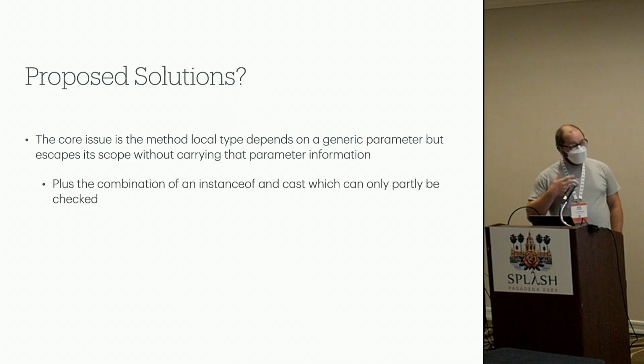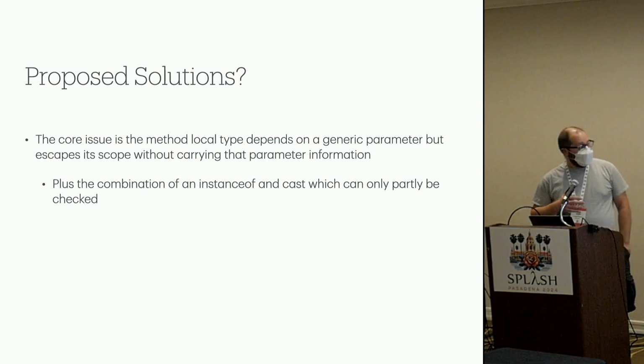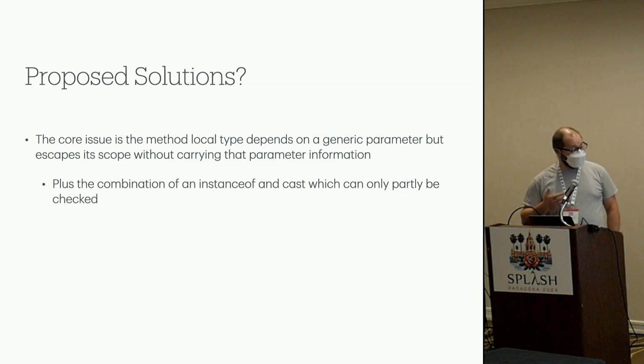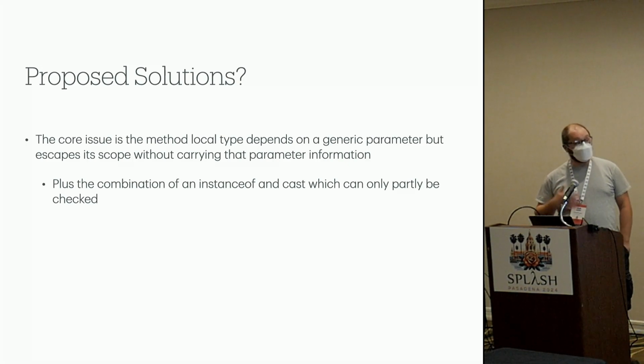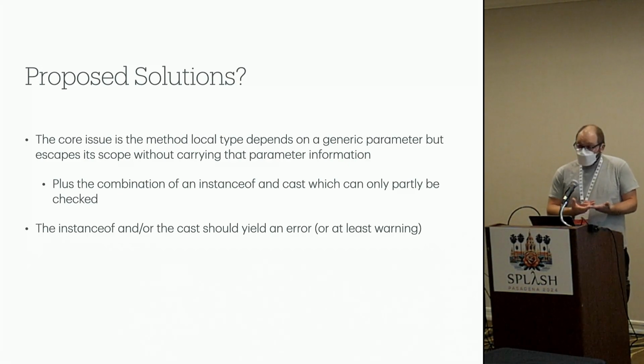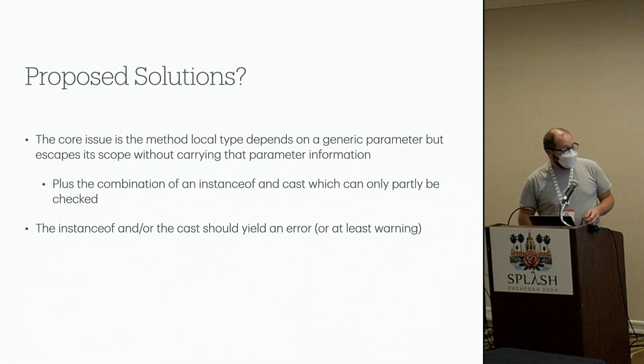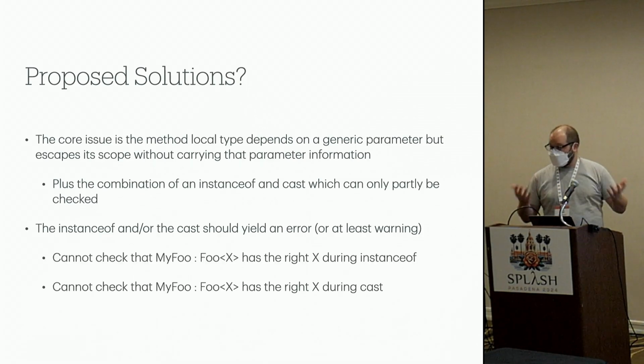So instanceof with these method local inner types cannot be checked. Casts with this method local inner class, because it depends implicitly on a generic type parameter, cannot be checked. So we think that the instanceof or the cast should yield an error, or at least a warning, although we think it should be an error, because you just can't perform these checks, right?